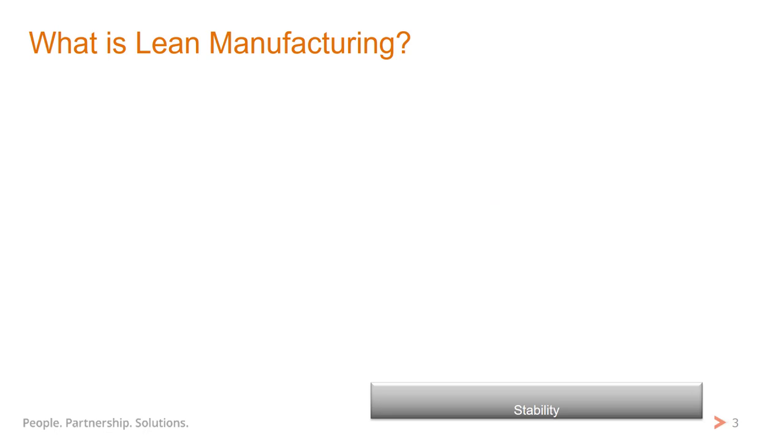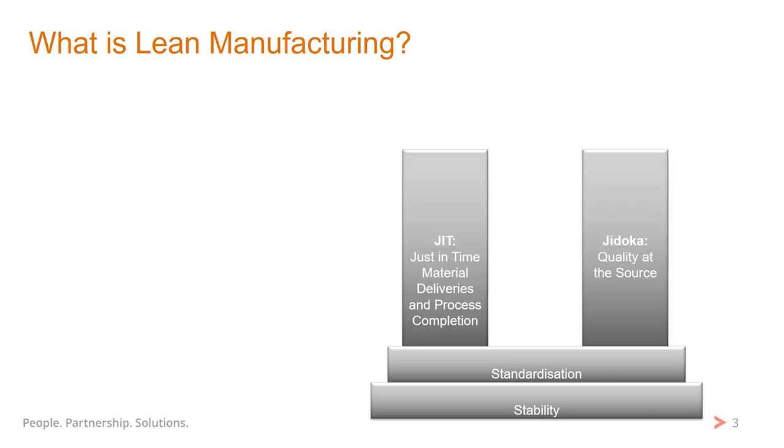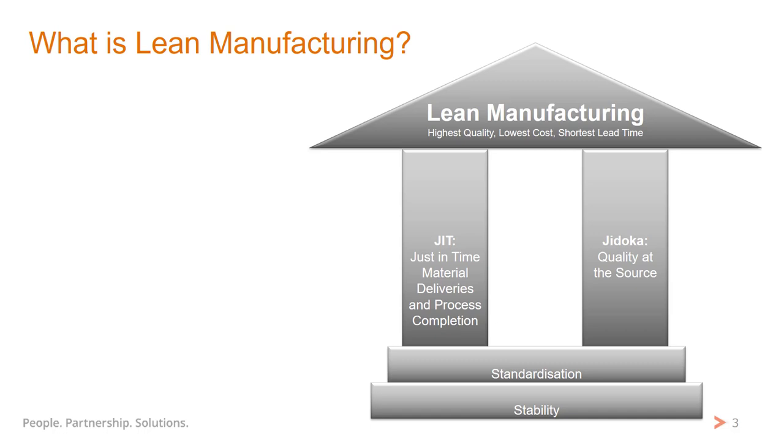Lean manufacturing may be thought analogous to a house. The manufacturing organisation must have a stable basis before this can be built. Upon this, standardisation of process, of materials, can be built, sustaining the two twin pillars of just-in-time and JIDICA. Just-in-time relating to both material deliveries and purchases, and also process completion of manufacturing operations. JIDICA referring to quality at the source. This supports the goal of lean manufacturing, which is the highest quality at the lowest cost with the shortest lead time.